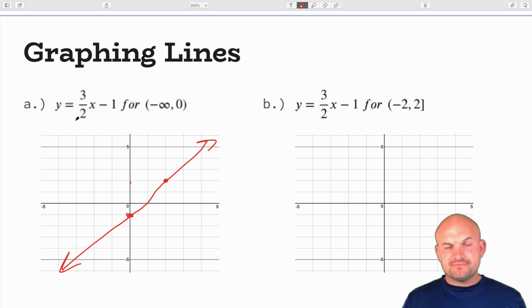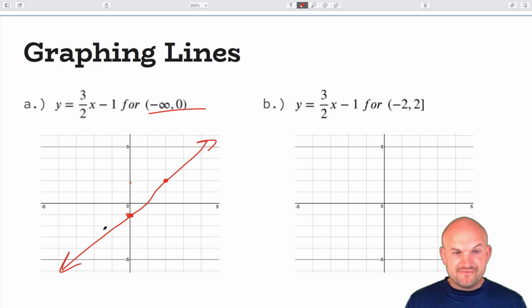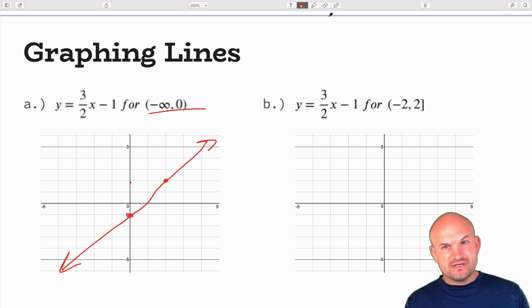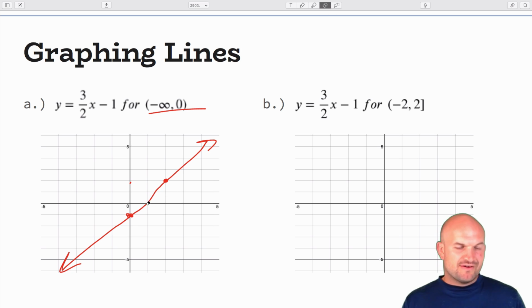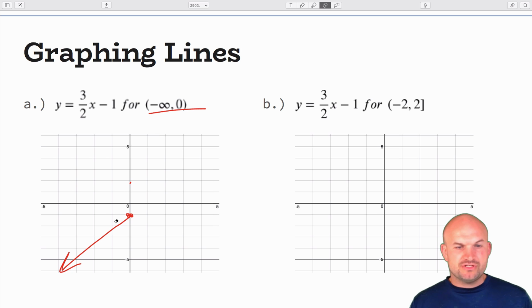But the issue here is, again, this is only true for my domain restriction, which is negative infinity to 0. So therefore, anything to the right of this is not going to be included. Now, it's very important because a lot of students, what I saw them do was only eliminate everything to the right of 0 for the y value. But again, these are domain restrictions. So this is the x value that we are restricting.